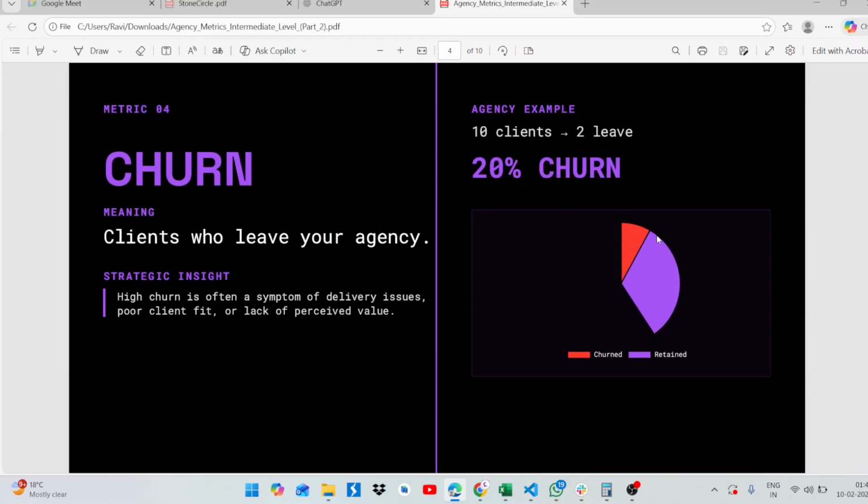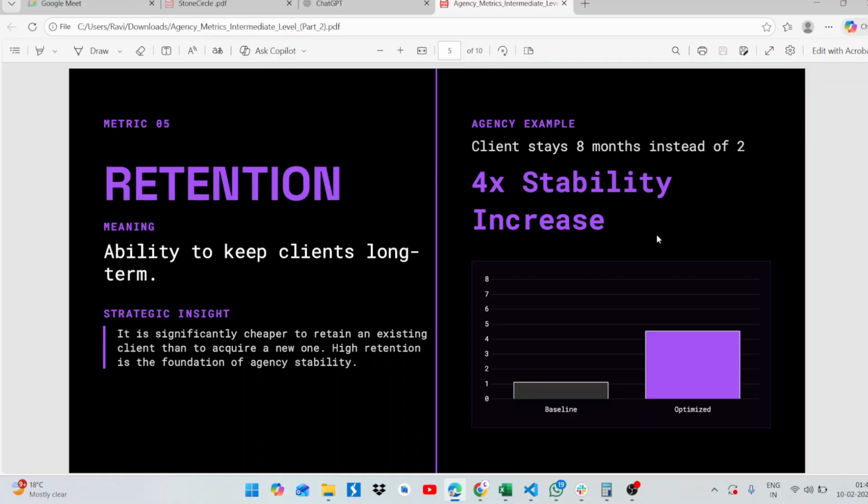The churn rate is also something you have to consider when it comes to retaining clients over a long time. Let's say you have 10 clients and two of them leave, then it's a 20% churn rate, and you have retained 80%. Everybody will have their own churn rate within limits, and everybody will have their own retention rate, and will ensure they keep more retention than churn. Clients who leave your agency are churn, and clients who stay are retention.